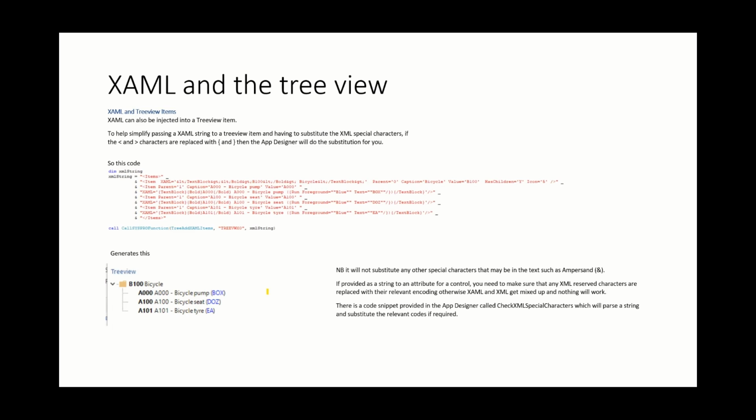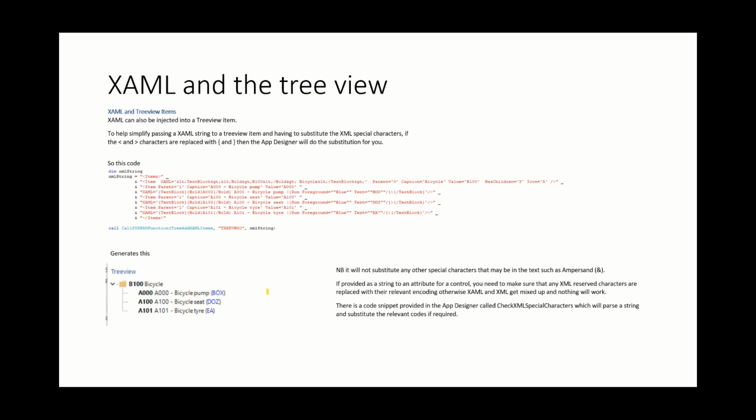So what you'll find is that we've included a VBScript snippet called check XML special characters. If you present it with a string, it will substitute all the XML special characters with the ampersand LT semicolon and things like that, and return you the string, so you can pre-parse it and embed it into things like this. So there we go. That's a rough overview of the Treeview.